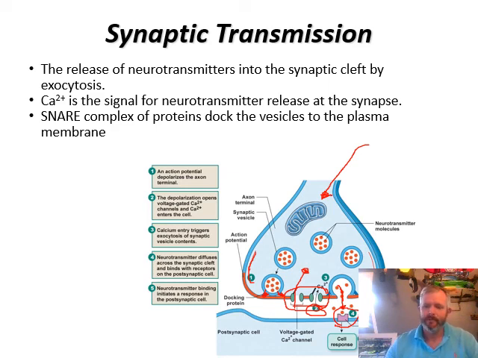And so we get signaling. The action potential comes down, cues the opening of the calcium channels. Calcium cues the docking and release of neurotransmitter, the exocytosis, diffusion, and then binding to the receptor. And then finally we have to get rid of the signal, and there'll be multiple ways to do that.